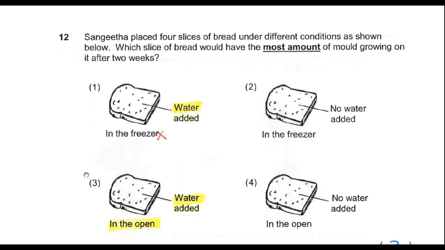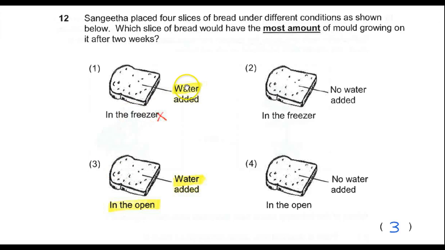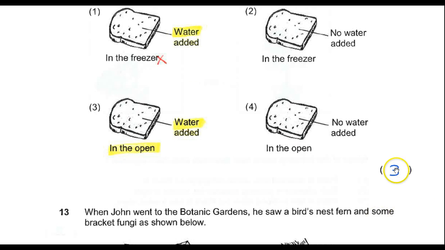Next. Okay. Now this has water. No water, we will not talk about it. So we compare these two. Now this is the cold temperature. This is the normal room temperature in the open, probably a temperature which is normal. So number 3 we have most mold grown. All right, this is number 3.